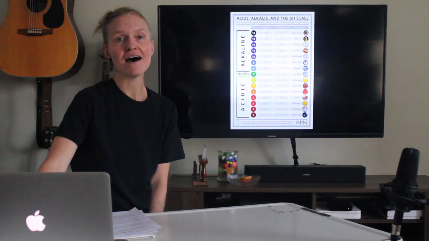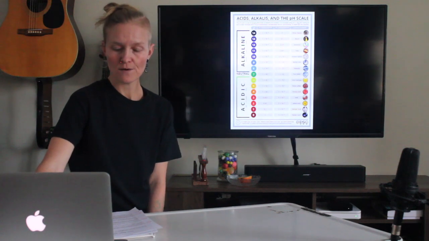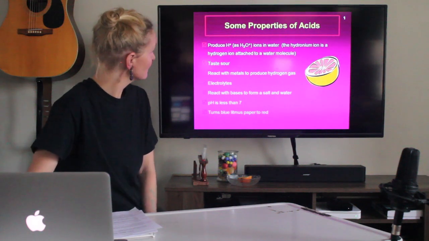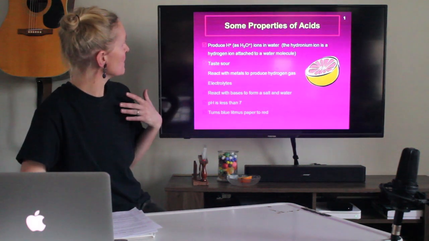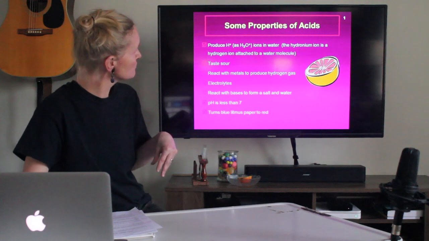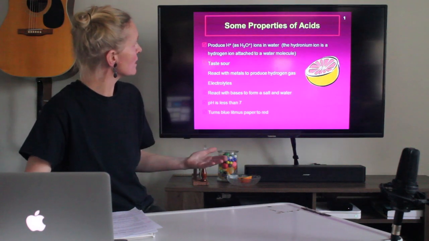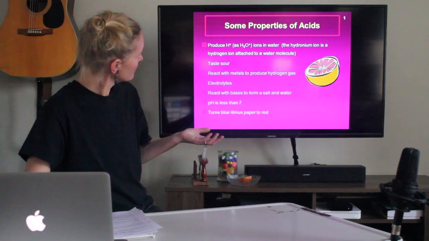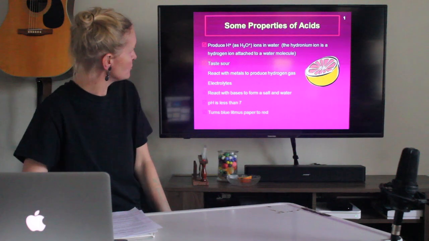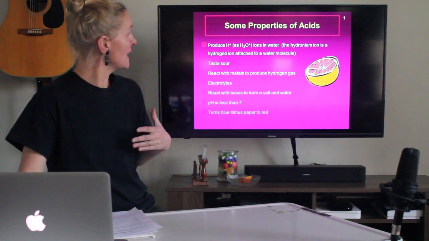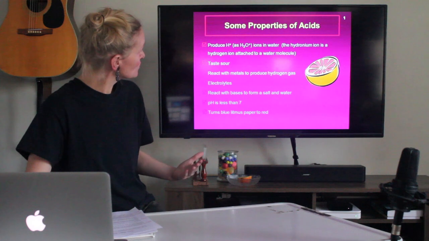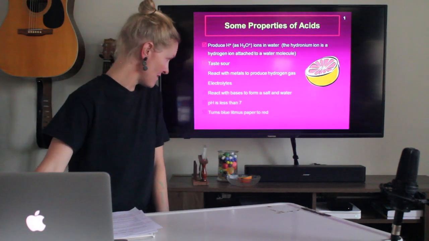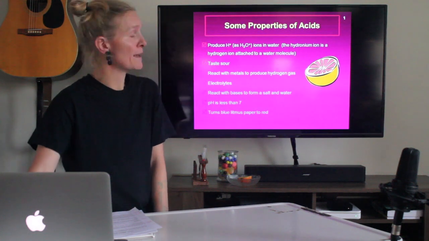Acids are known to have a certain set of properties. If you look at this slide, some of the properties of acids are that they produce a positive ion in water, an H+ ion, and they taste sour. They react with metals to produce hydrogen gas. They form electrolytes in water. They react with bases to form a salt and water. They have a pH that is less than 7, and they turn blue litmus paper to red.